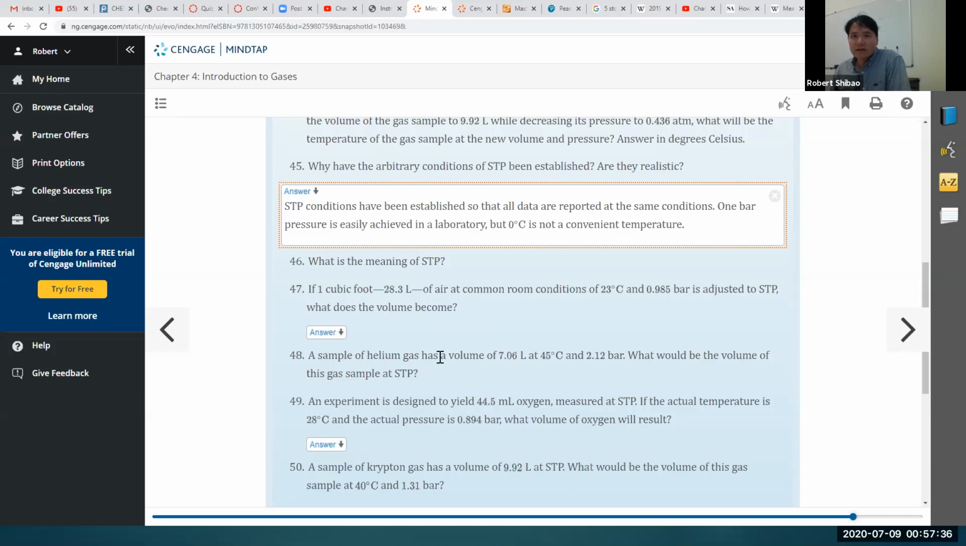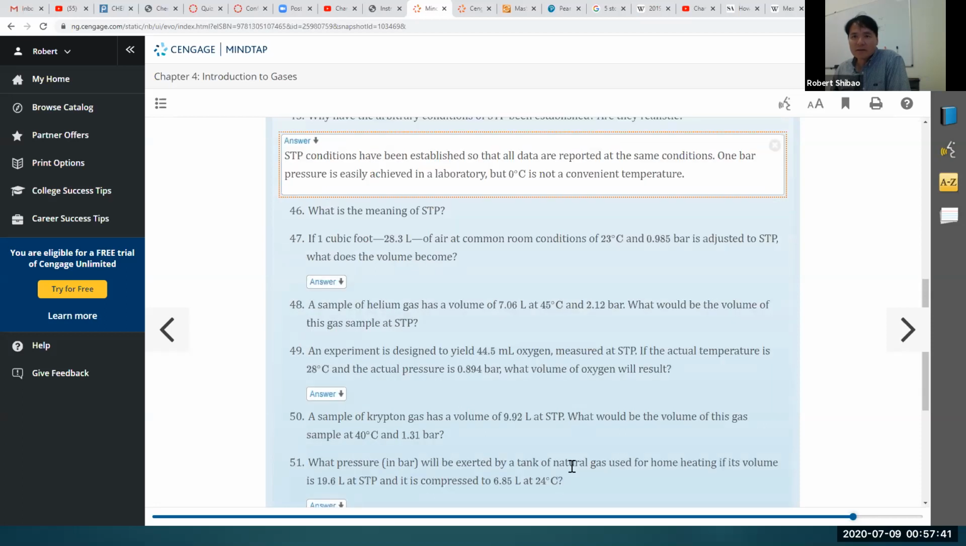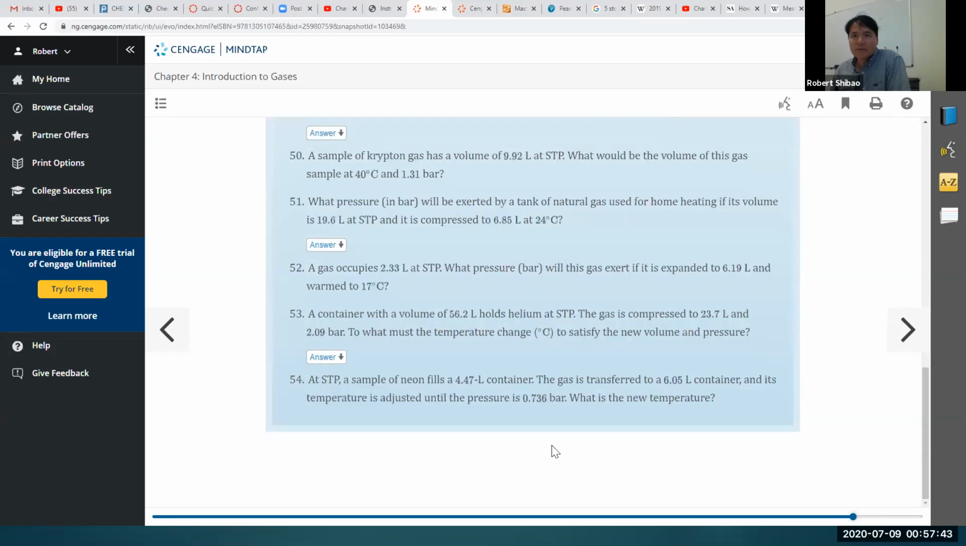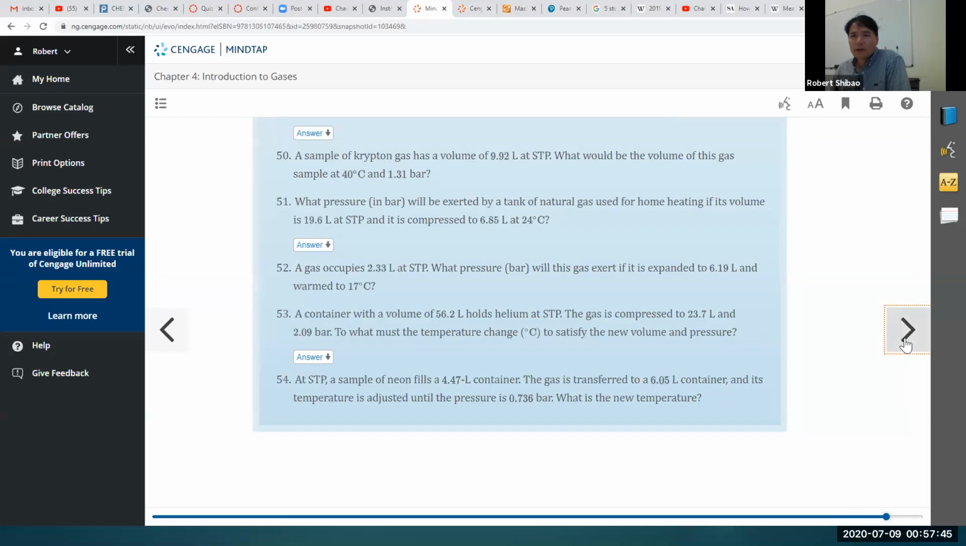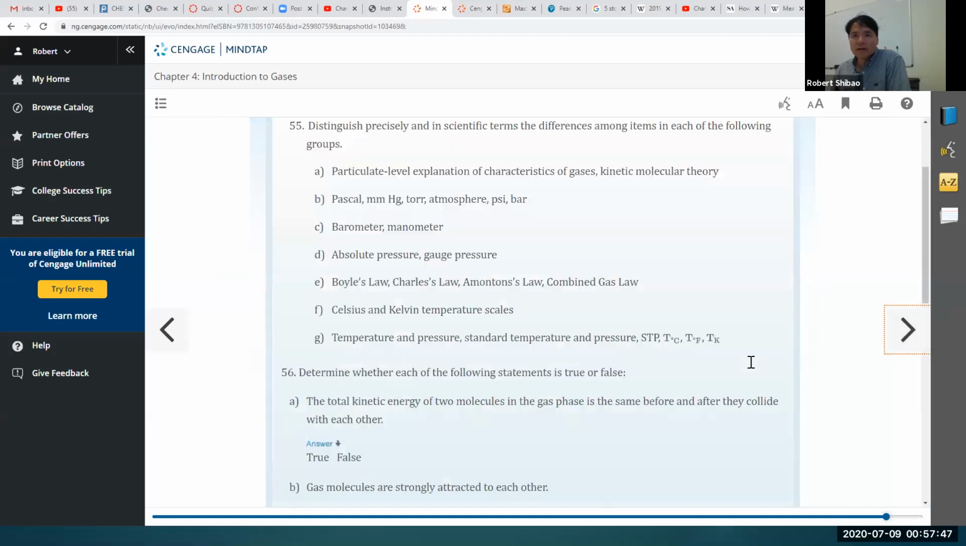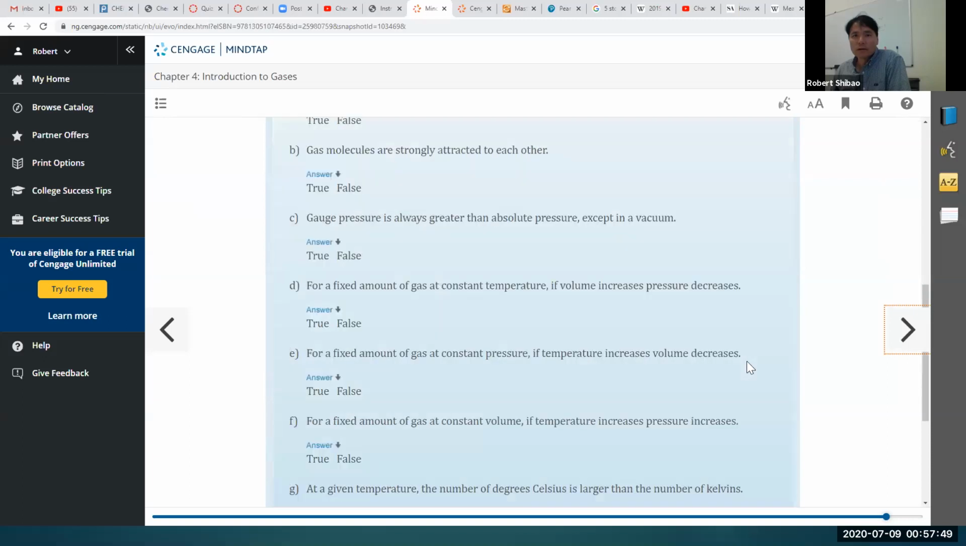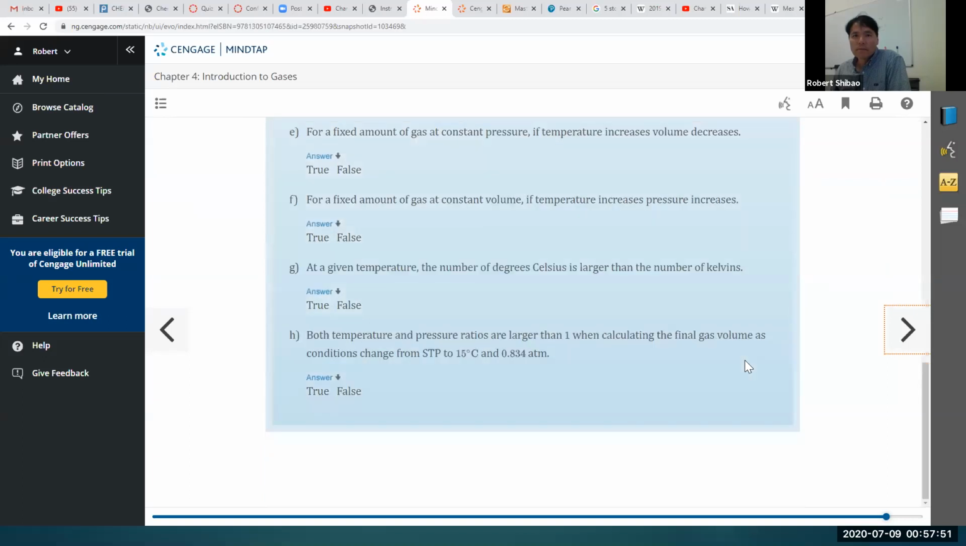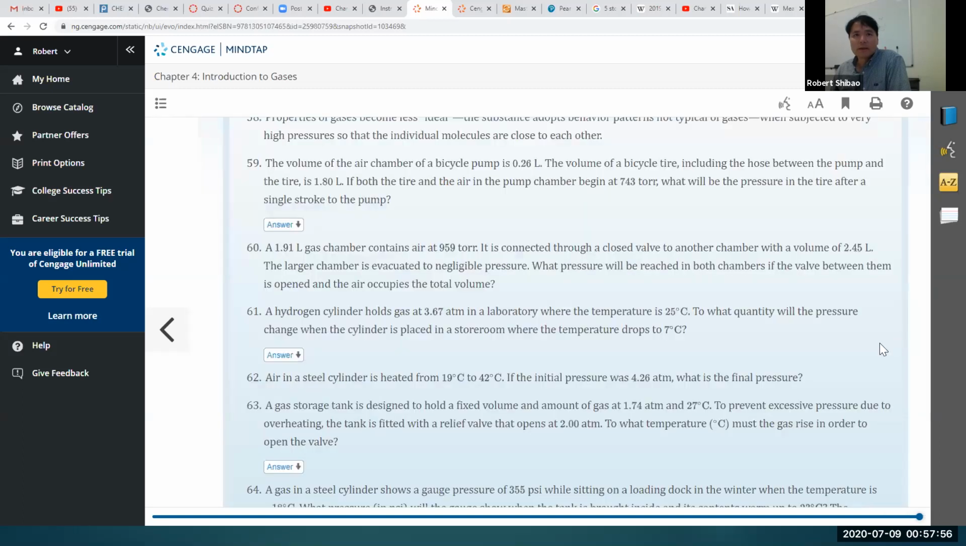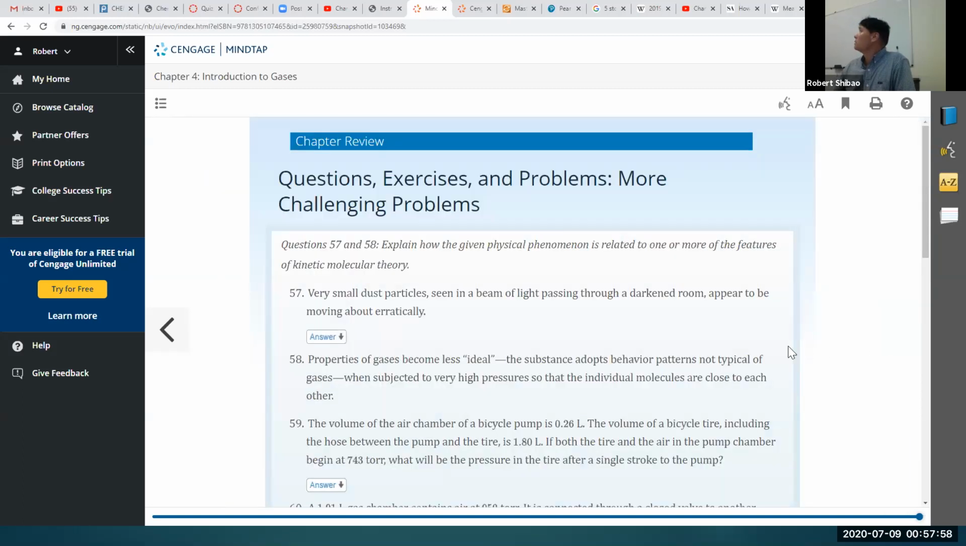In fact, you know, I'm going to skip most of these STP. STP is just setting it to 273 Kelvin and 1 bar. I might do 1 STP calculation, but that's about it. Let's look at the more challenging. We don't have much time left, so we'll take a look at more challenging problems here.